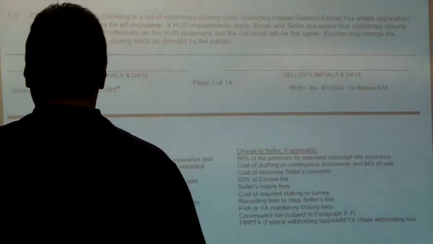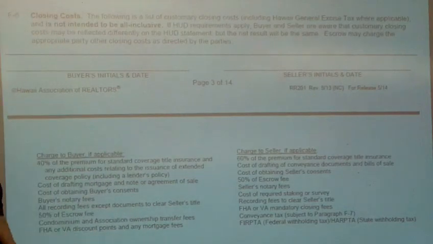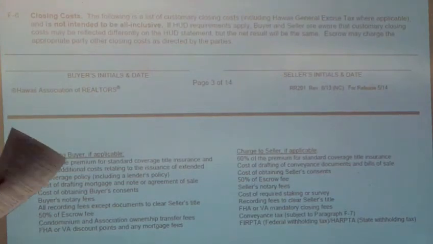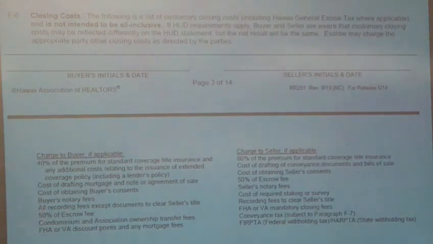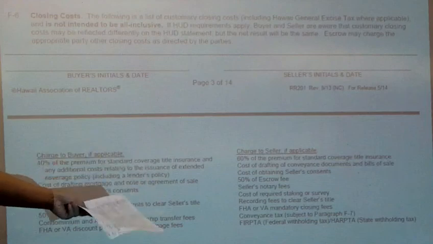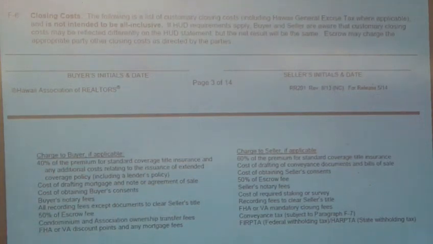F6, closing costs. So this just says typically what the buyers and the sellers pay for, what is customary. Now, does it mean that that's set in stone? No. Remember, in the purchase and sale of real estate, every single thing is negotiable. Right? As long as it's all negotiated prior to acceptance, all the terms and contingencies, everything is negotiable. But these will be the customary closing costs.